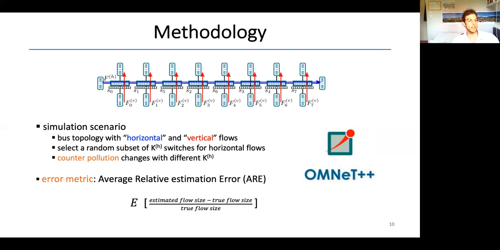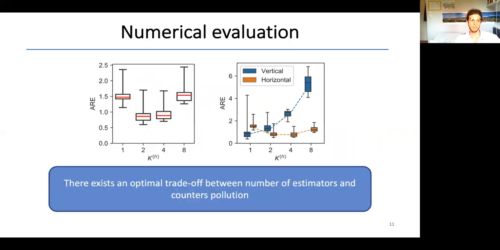And by changing K, we are essentially able to control the counter pollution on the sketch fragments. And we just evaluate the average relative estimation error, which is the error normalized with respect to the true flow size. Please note that in the count mean sketch that we have considered, since we always add the one during the update operation, there can be only overestimation errors. And here is the numerical evaluation. On the left, you can find the global average relative error. On the right, instead, you can see the breakdown by the two categories, vertical and horizontal flows. And as you can see, there clearly exists an optimal trade-off between the number of estimators and the counter pollution.